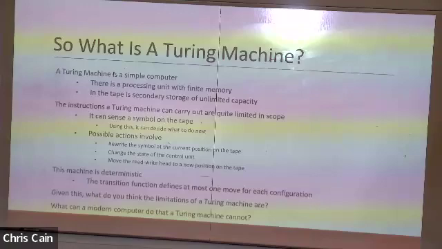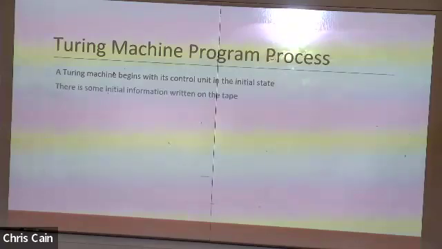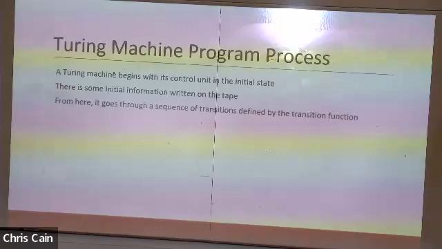So let's start thinking about how we can write Turing machine programs. The Turing machine begins with the control unit in its initial state. We'll call that Q0 for the moment because that's what we've been using throughout the quarter. We know there's some information written on the tape. We're just going to go transition by transition based on that. Remember, it's deterministic, so there's only one path for it to take. There's only one thing that it can do in any particular control unit state for a particular character on the input tape.